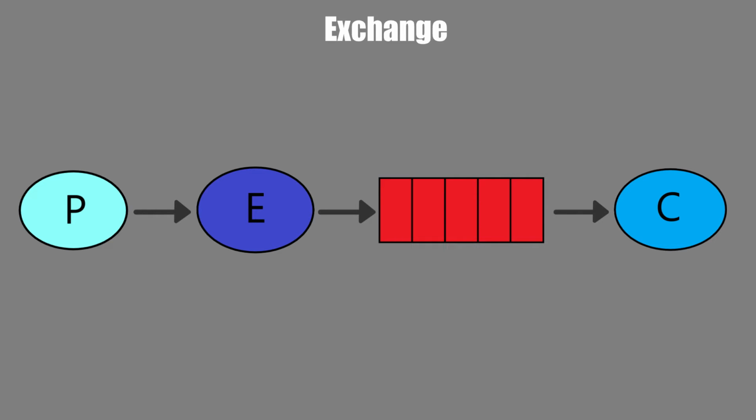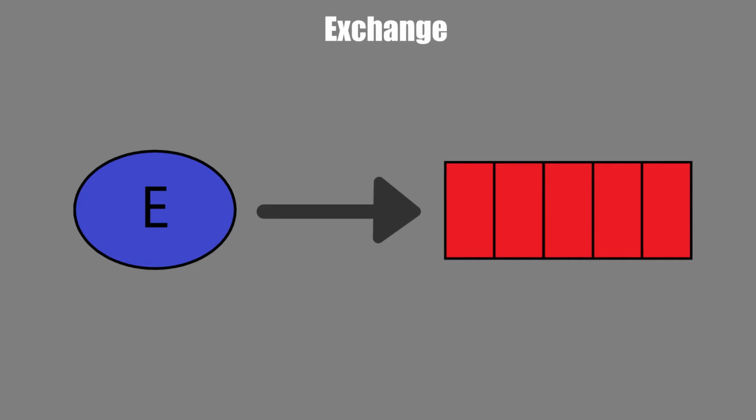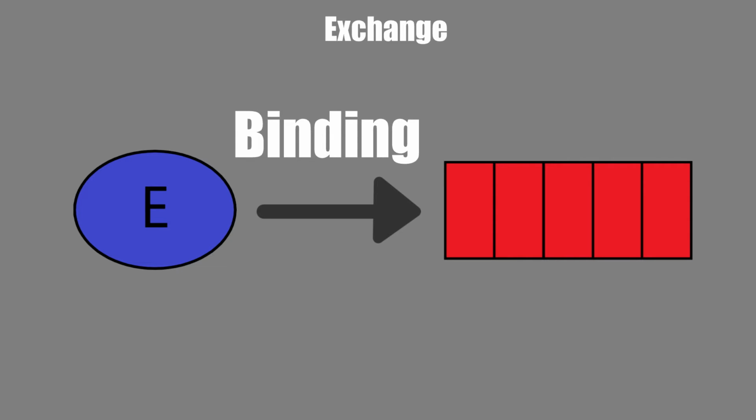There are 4 different ways through which an exchange can decide to deliver messages to a specific queue, and those are direct, topic, headers, and fanout. The relationship between an exchange and a queue is known as binding, and binding defines the way in which a queue will receive messages from the exchange, and it depends on the type of exchange associated with it. So let's quickly understand how these different types of exchanges work.